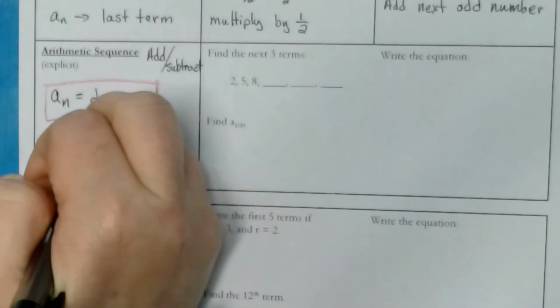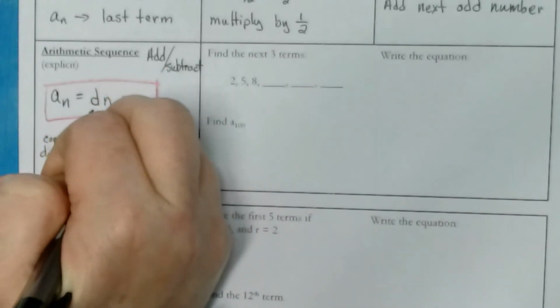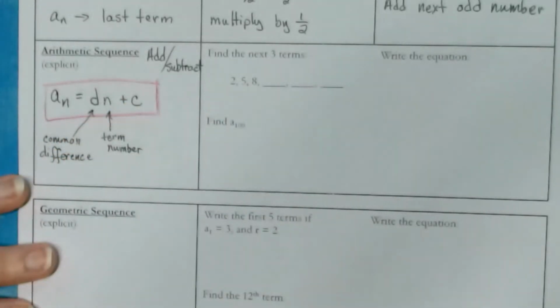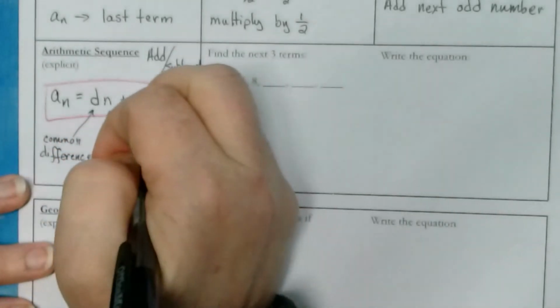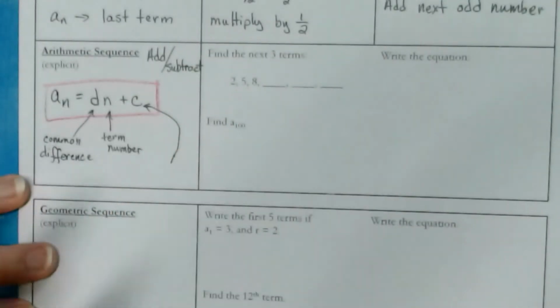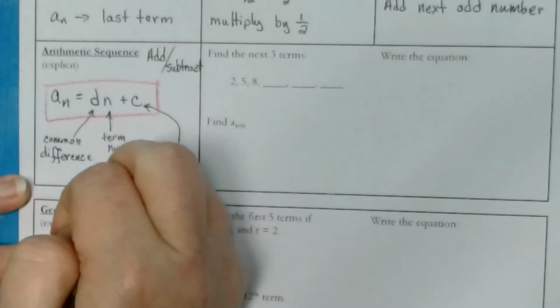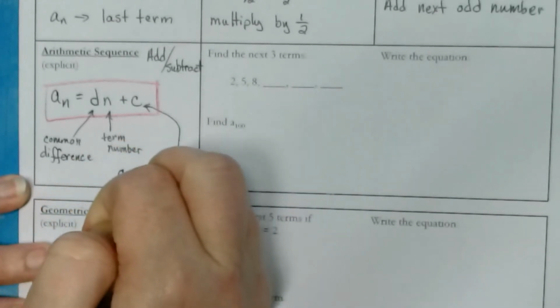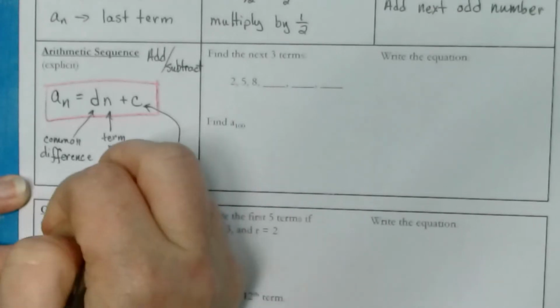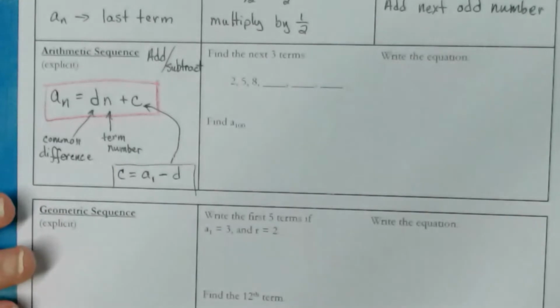N, we already know that. That's my term number. That's like my x value that I'm going to plug in. And C has its very own equation. C is like your y-intercept, where you have to count backwards in order to find it. And C is always going to be equal to a sub 1 minus your d value, okay? Minus the d value. So we're going to have to find C.